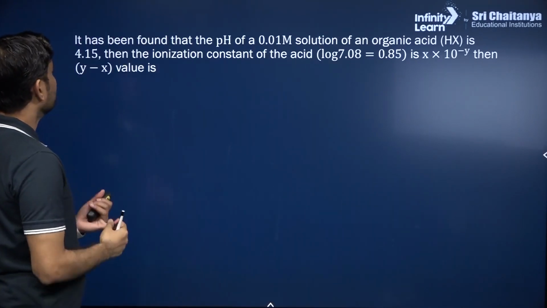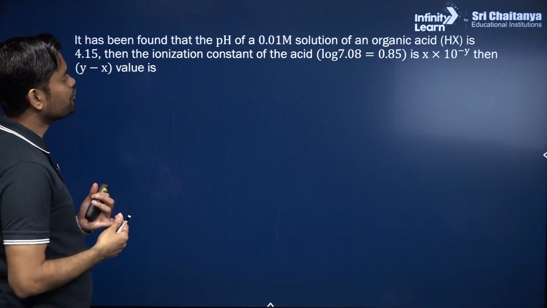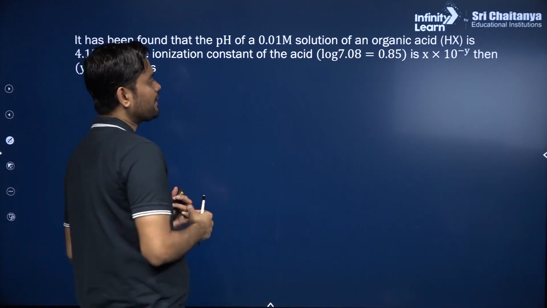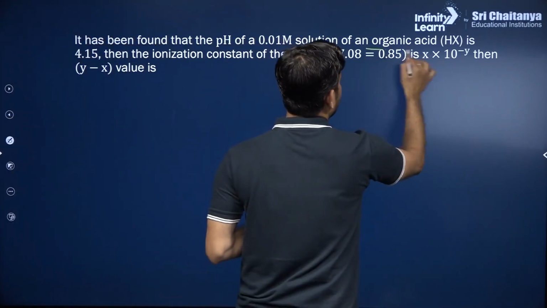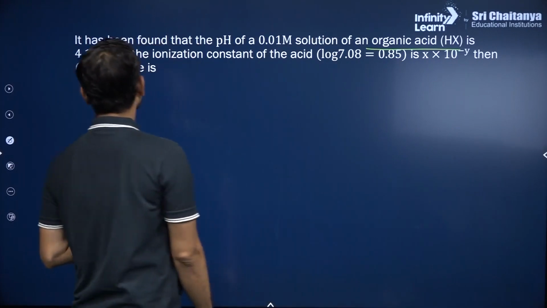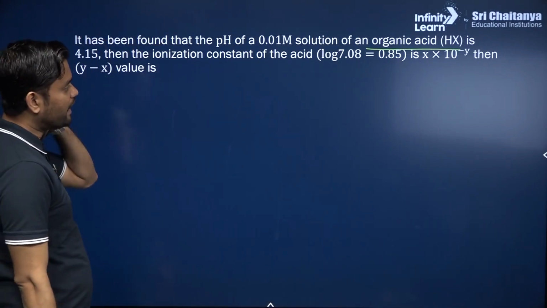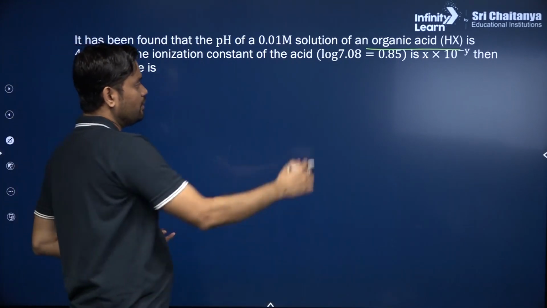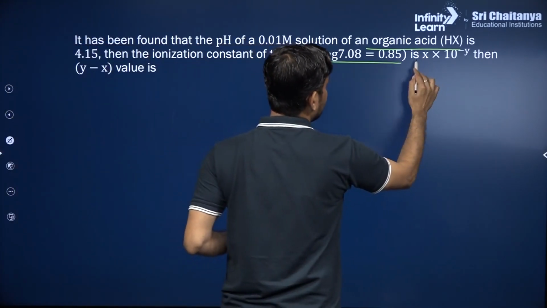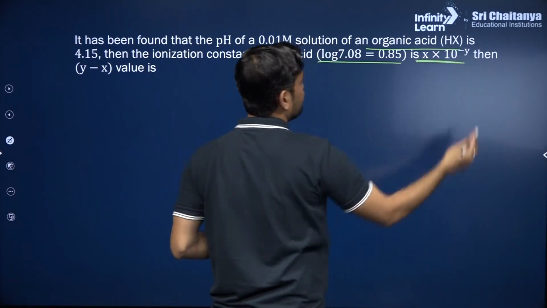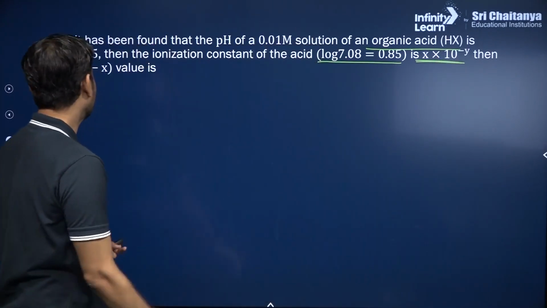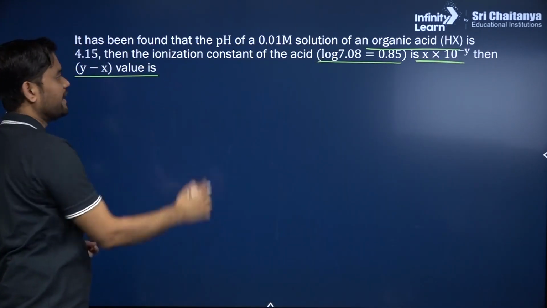Next, it has been found that the pH of 0.01 molar solution of an organic acid HX is 4.15. Then the ionization constant of the acid, where log of 7.08 is given, is x into 10 raised to minus y. Then what will be the value of y minus x?